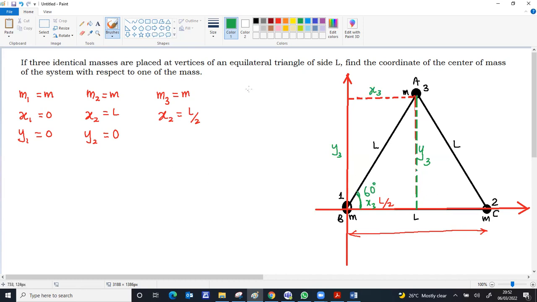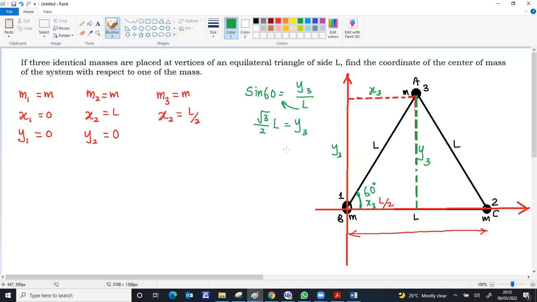If you take sine 60, sine 60 will be the opposite side, y3, by hypotenuse L. Sine 60 is root 3 by 2. So L will come to the left, root 3 L by 2 will be y3.